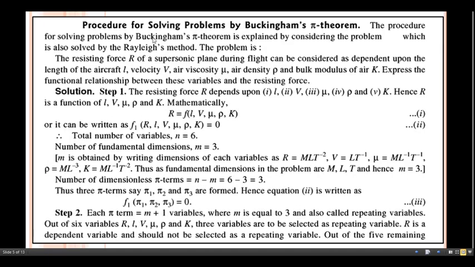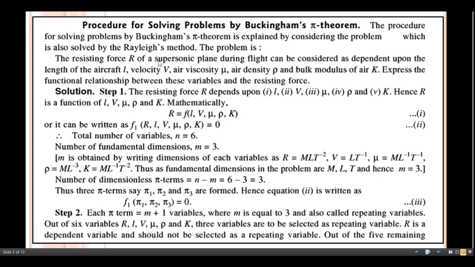Now what about the procedure? We can solve the problem with the help of Buckingham's pi theorem. The procedure for solving problems by Buckingham's pi theorem is explained by considering this problem.